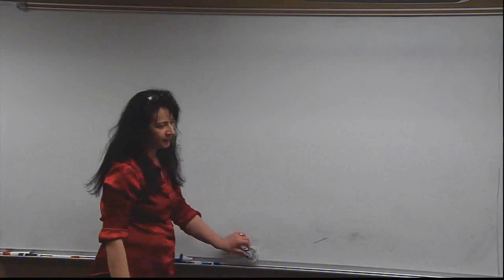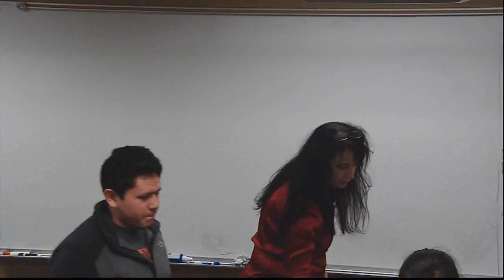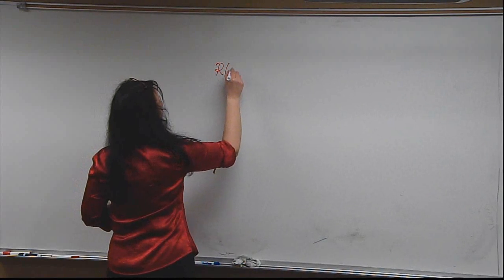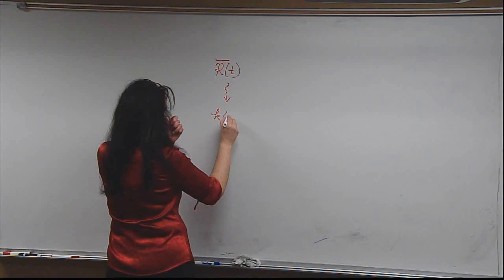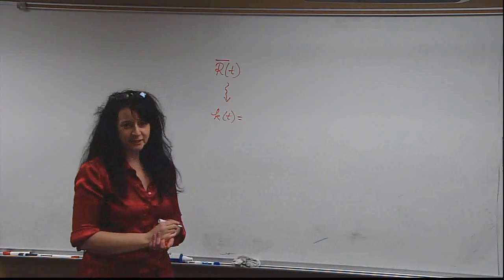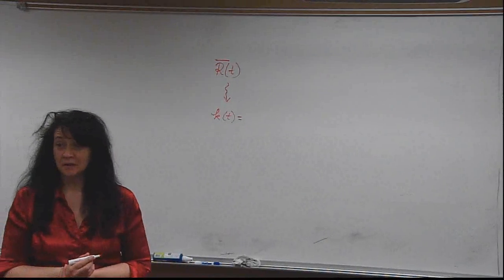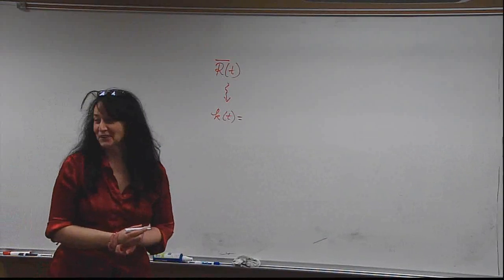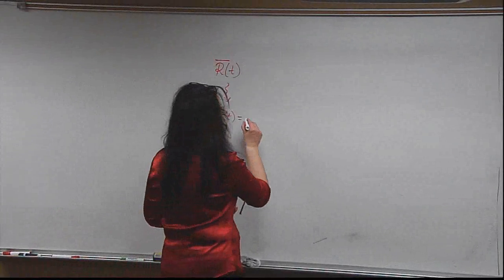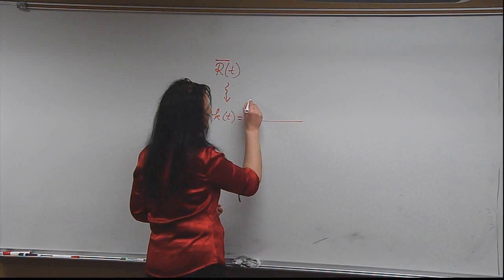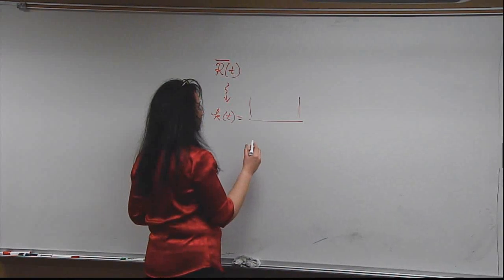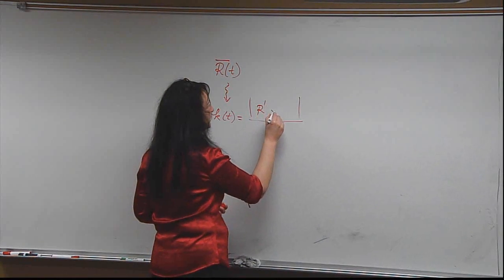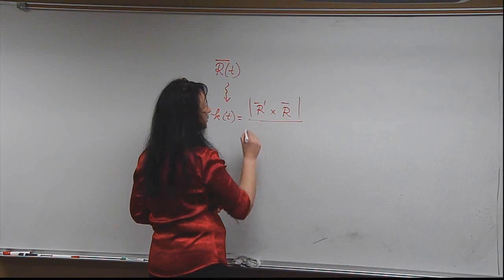And once you know that general parametrization, it will give you a curvature. Now I'm testing your memory. Let's see what you remember. Don't look at the notes. A positive function, actually the magnitude of what vector? R prime, velocity, cross acceleration.